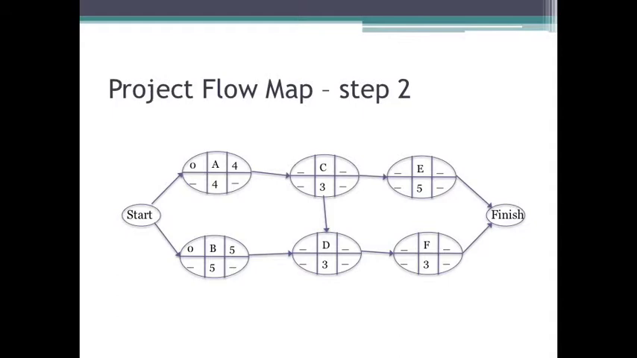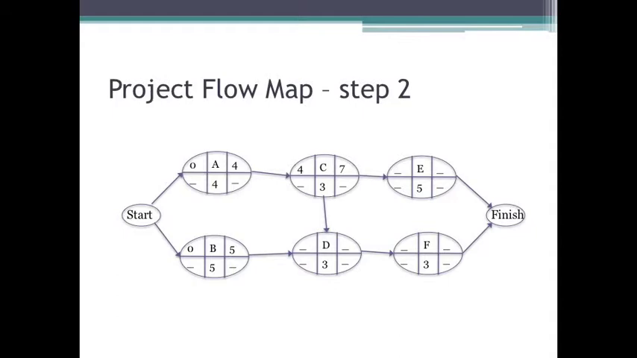Let's go on. Now for task C, task C has A for a predecessor. Since A has an earliest finish time of 4, that becomes C's earliest start time. So C has an earliest start time of 4. We can now calculate its earliest finish time. For C's earliest finish time, again, that's earliest start time plus task length. So 4 plus 3 is equal to 7, of course, and this becomes C's earliest finish time.